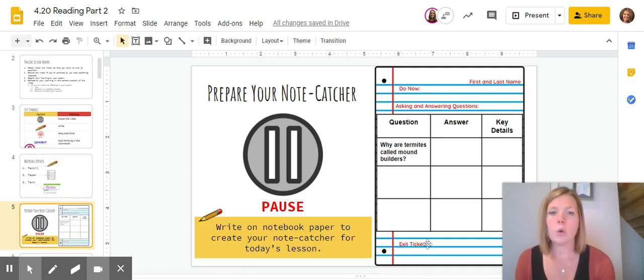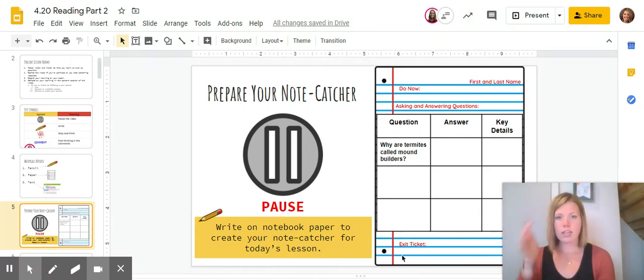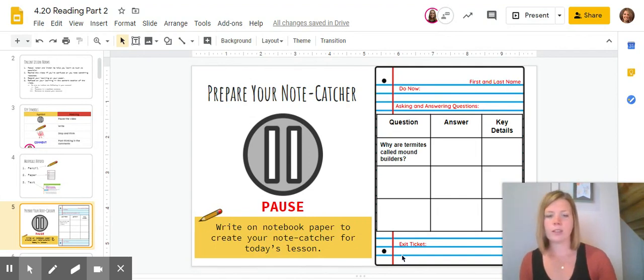And then at the bottom, or if you ran out of space, if your chart's too big, that's okay. Just flip your paper over and you can do your exit ticket on the back. So right now I want you to pause this video and complete your note catcher so that you are ready for today. Once you are finished drawing your note catcher, unpause the video and we will move on.